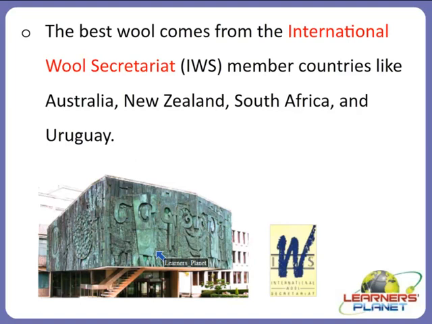So sheep, with their multifaceted utility for wool, meat, milk, skins, and manure, form an important component of rural economy, particularly in the arid, semi-arid, and mountainous areas of the country. So it provides a dependable source of income to the shepherds through sale of wool and animals. So this was all about the rearing of wool.